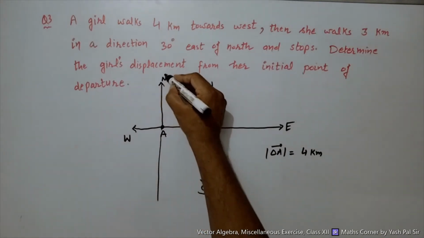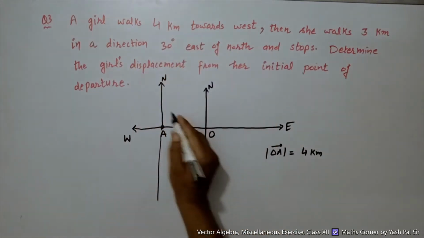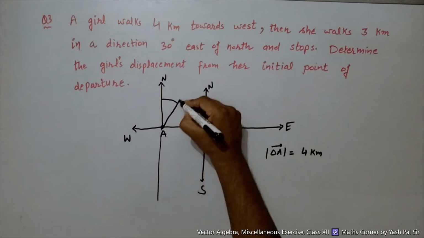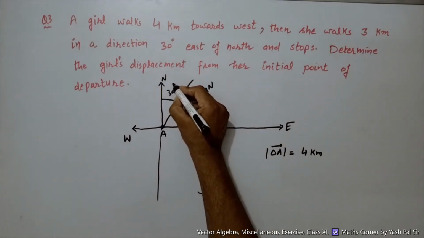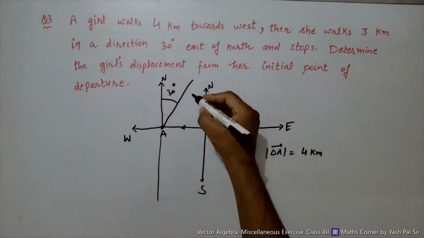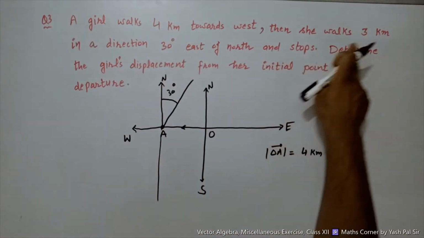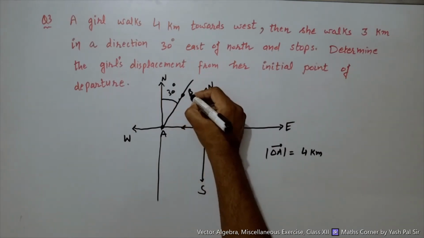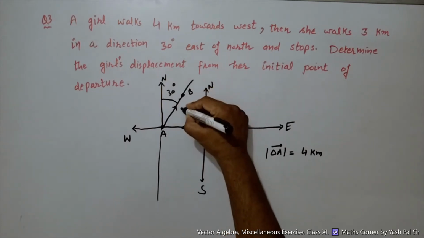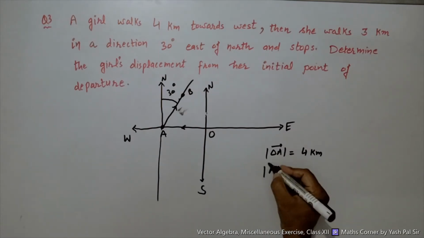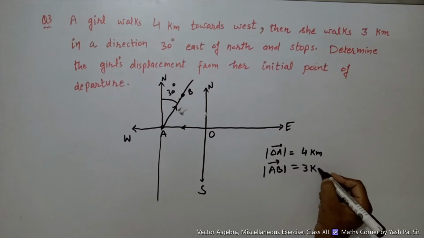This was the north direction, 30 degrees east of north. From here, the east side is this. This is the 30 degree angle, right? So this way, east of north, she walks 3 km. Suppose from O to B, this distance is 3 km. That is A to B, this distance is 3 km.